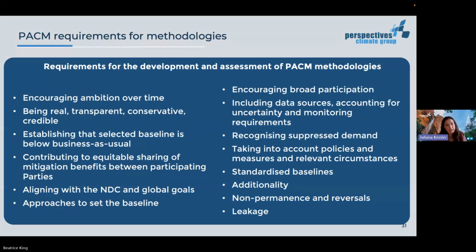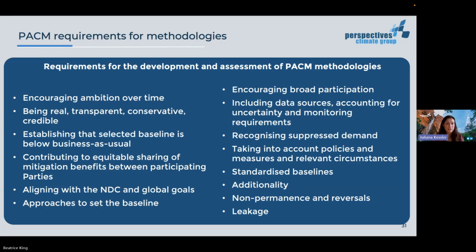So I will, on the next slides, go a little bit into how this has so far been operationalized, and also mention where we need to wait for further work. So activity developers also need to be a little bit patient and wait for the next standard on tools to be adopted by the supervisory body. So on the slide, as said, an overview of all the 6.4 requirements, and some of them are not new if you compare them to existing requirements in the voluntary carbon market or the old CDM requirements. What's new is, for example, encouraging ambition over time.